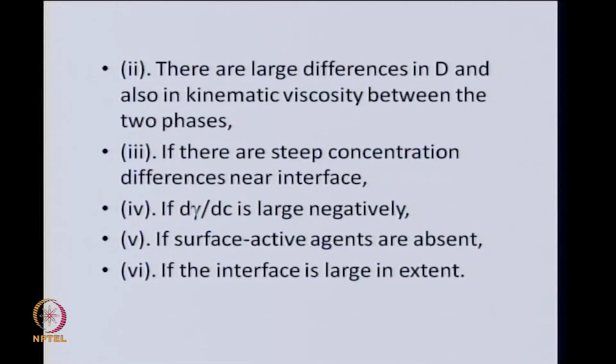∂γ/∂C, the sensitivity of surface tension of the solution to changes in concentration, should be large and negative. That is, it should have something like a surface active impurity effect. If there is a higher concentration, the surface tension should go down. And if surface active ingredients are absent, we are seeing that in absence of oleic acid we could see the burning of the vapor. But if you have surface active impurity like oleic acid, then it is not possible to promote eddying, and of course the interface should be large in extent.